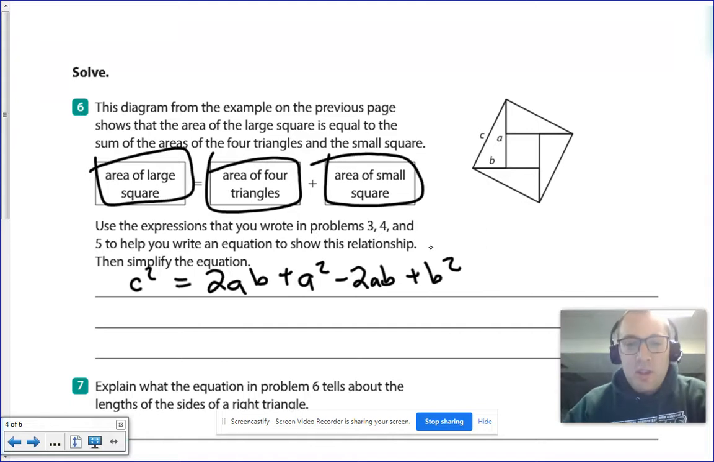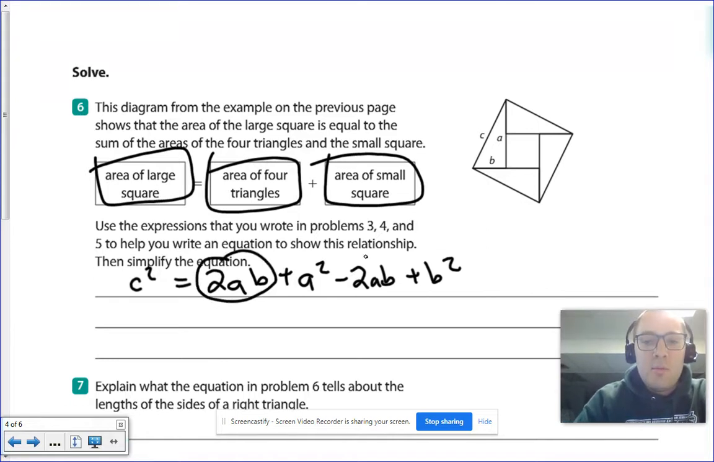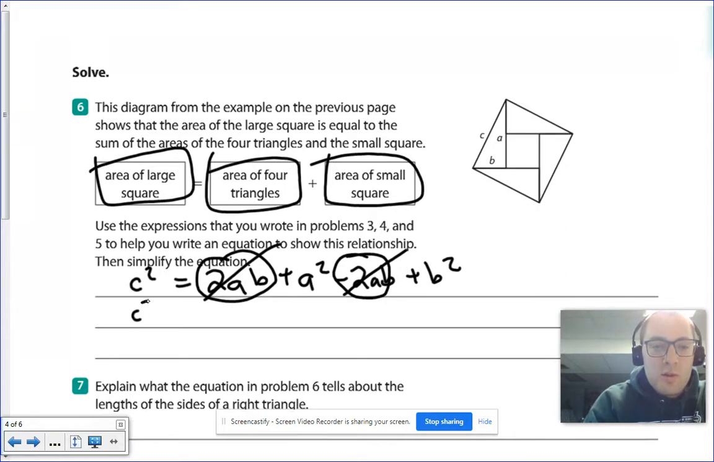But if you look, there is a like term that we could combine. 2AB minus 2AB. And when you have 2AB minus 2AB, you get 0AB. So they cancel each other out. So all we're left with is C squared equals A squared, so positive A squared, plus B squared.